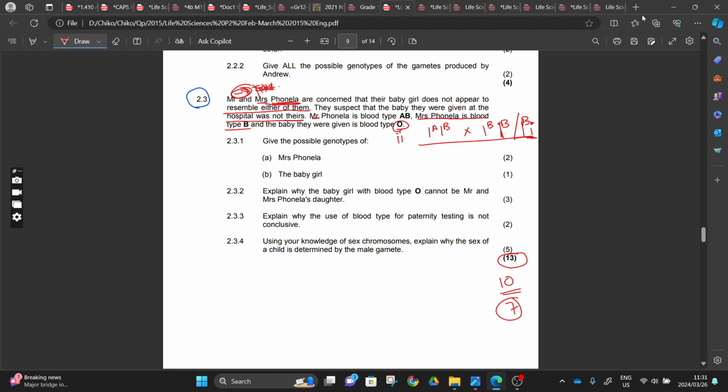Where did the baby get the small i? He got it from the mother. But if the mother doesn't have it, it means that... Okay, 2.3.1: give the possible genotype of Mrs. Fonela, for 2 marks. They are saying 2 marks because they know that, from what we were doing previously, there are 2 possibilities: either she is like this, or the other possible genotype, BI. And for the baby girl, they said 1 because for the baby girl to be O, we only want this. Then you have 3 down, 4 to go.